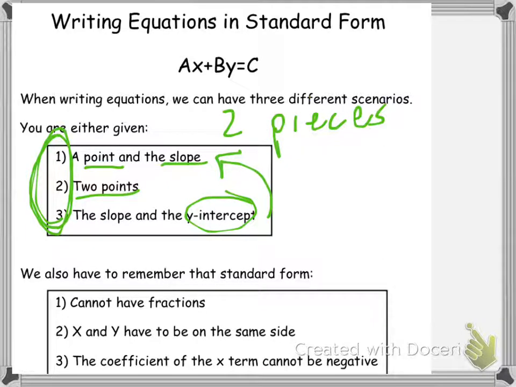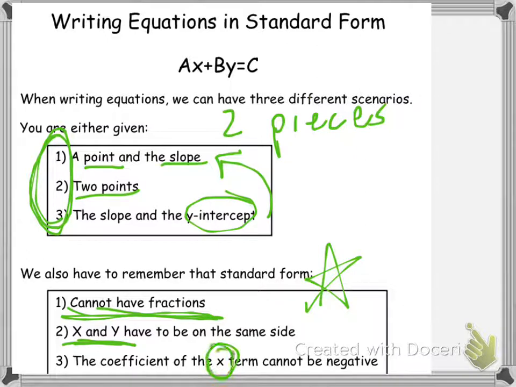So here are the key things. Alright, you have to memorize this. You have to know that you're not allowed to have fractions in the final form. X and y are on the same side, and the x term cannot be negative, which means it's always positive. The x term is always positive.